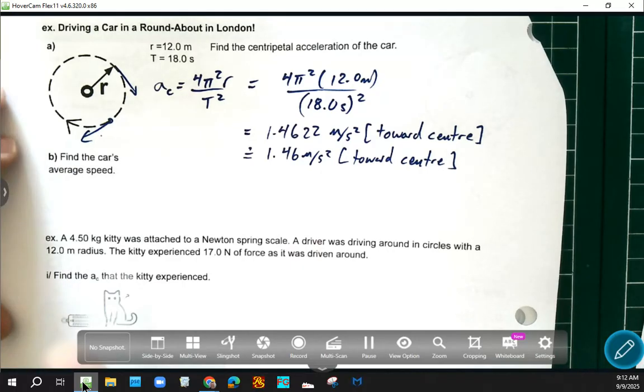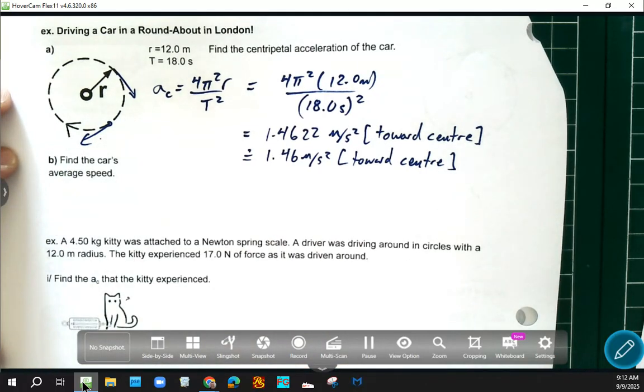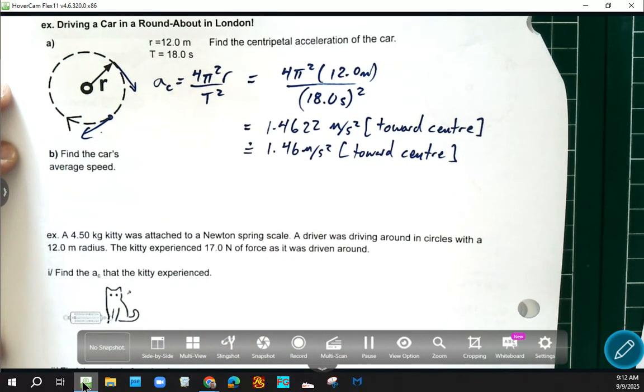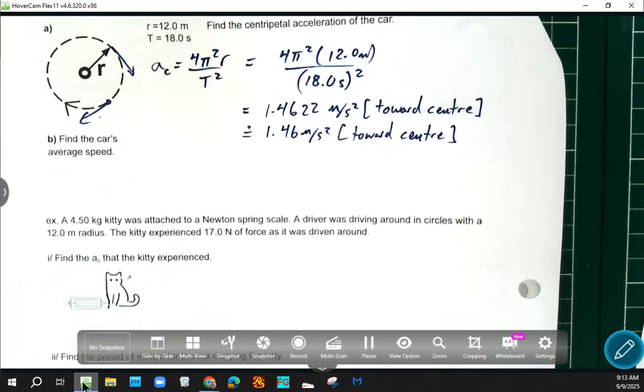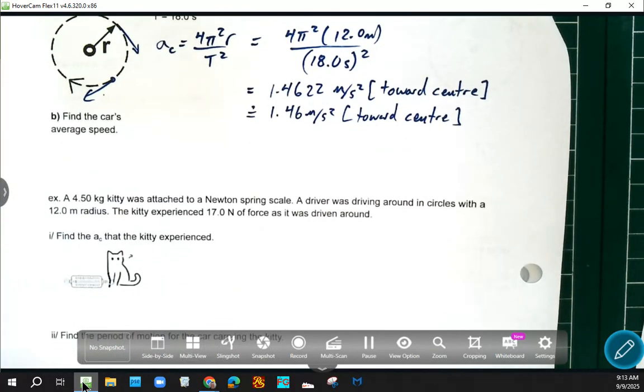Okay? Anyway, yes, sir. I was just wondering if there's an acceptable shorthand for towards center. Let's work on that.